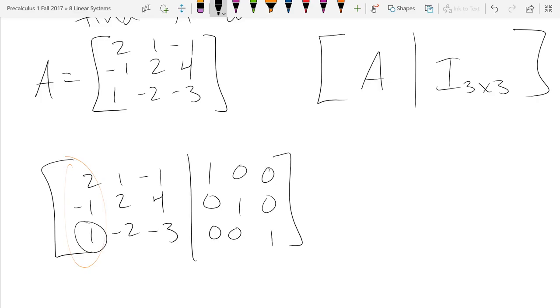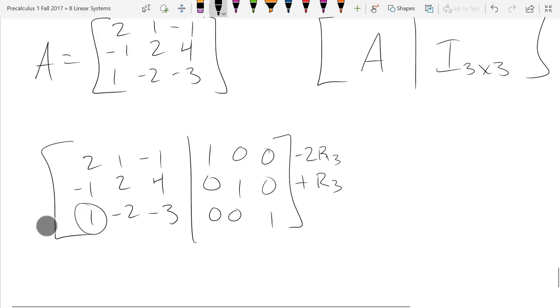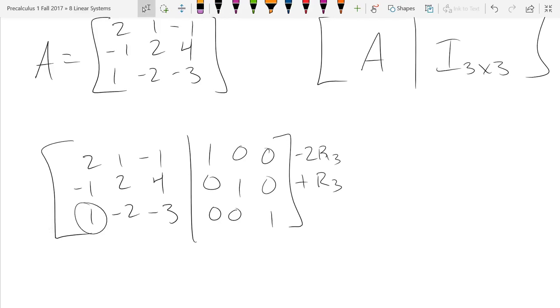So let's go ahead and make that move. I need minus 2 row 3 and plus 1 row 3. So that will use that 1 and knock out the minus 1 and the 2. It'll cause every other entry to change in the other columns. That's okay. It becomes 0, though, at the top left. Yep, that's fine. So perform these two operations here.